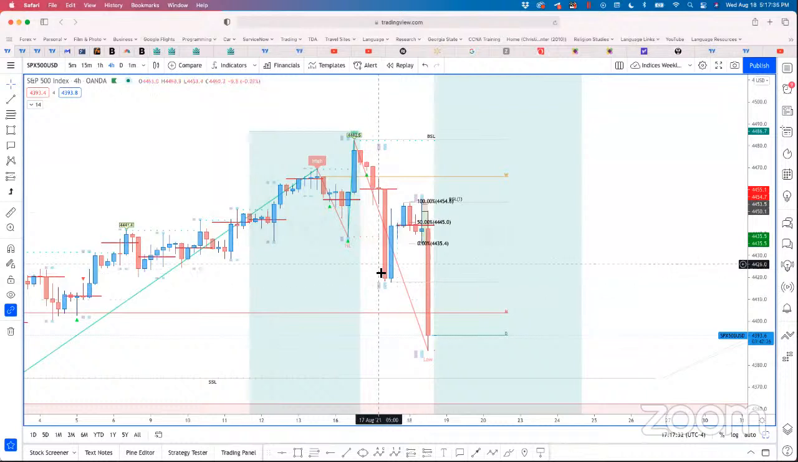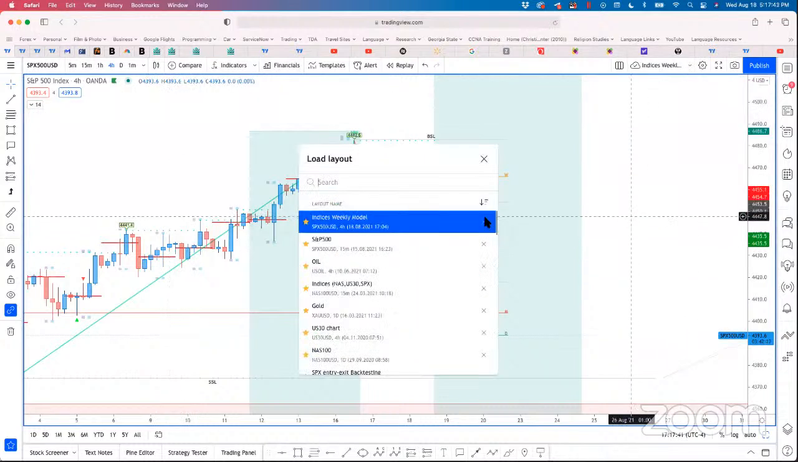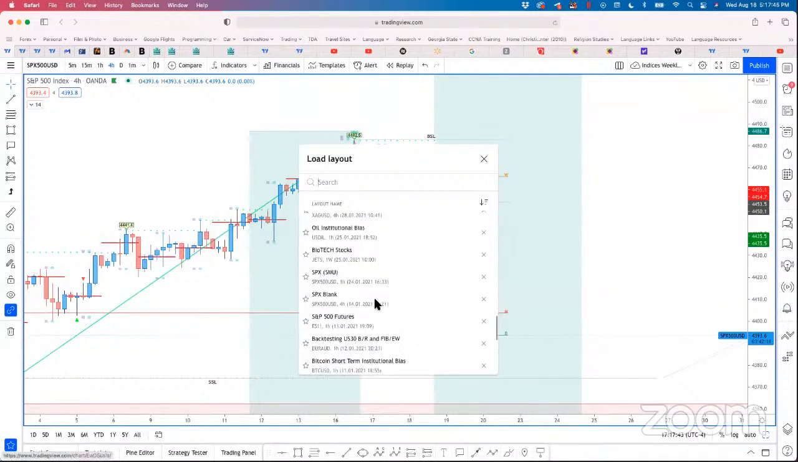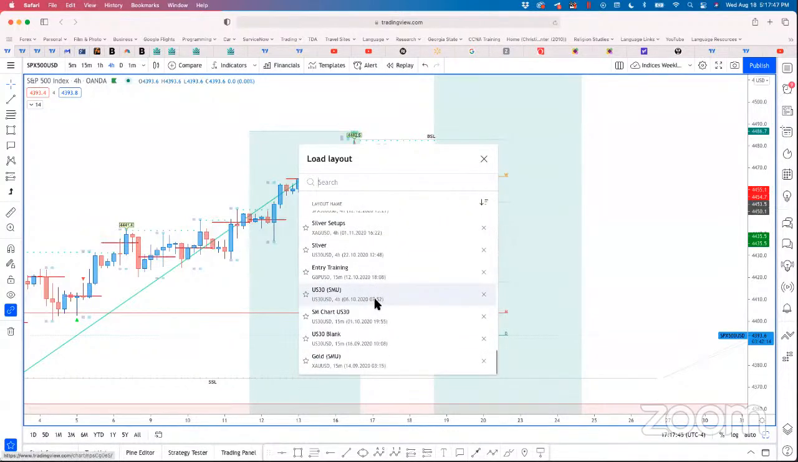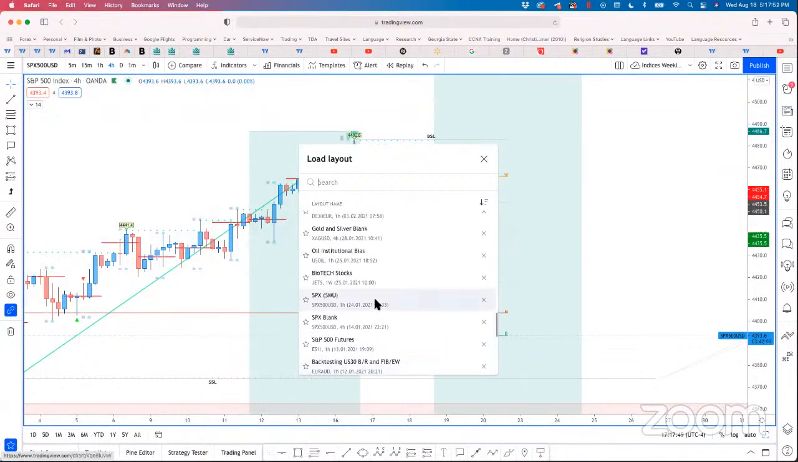We'll start with, let's start with a clean chart. So just so we can see without all the markups. Let's go with him.